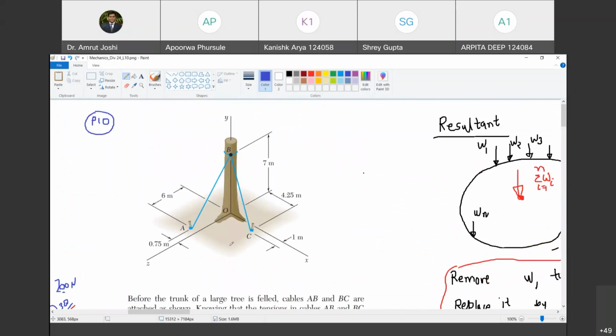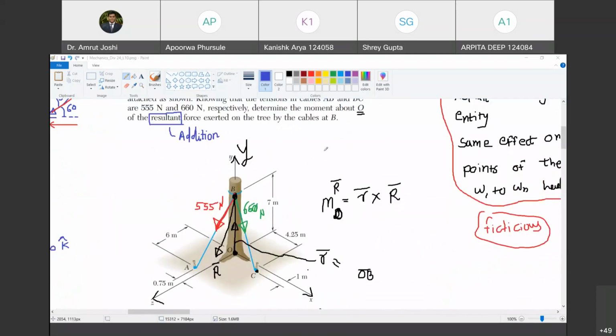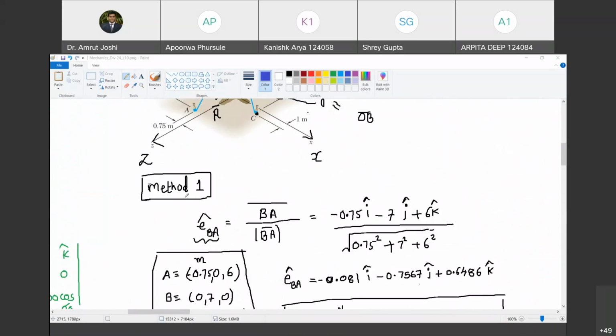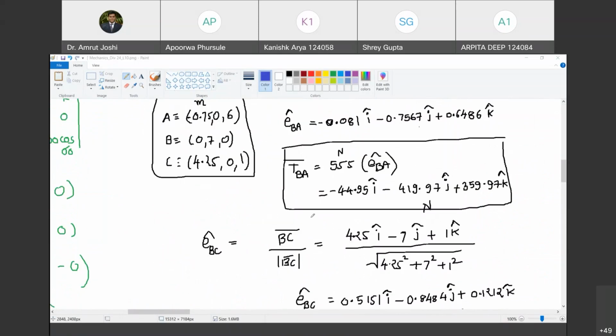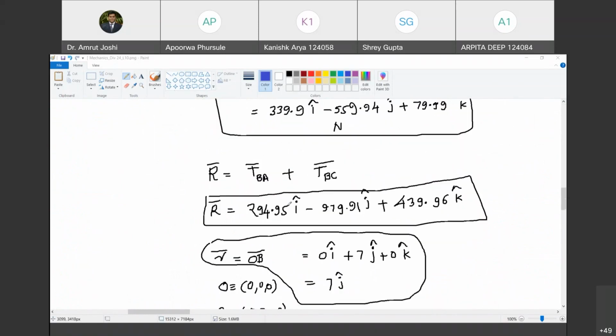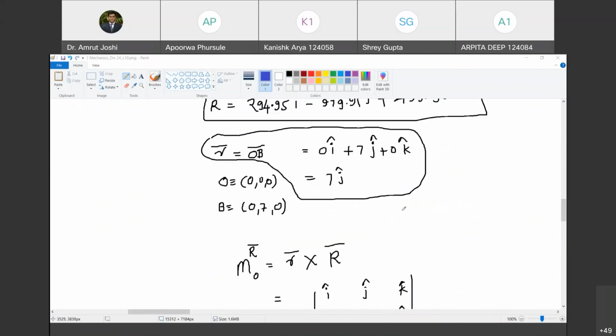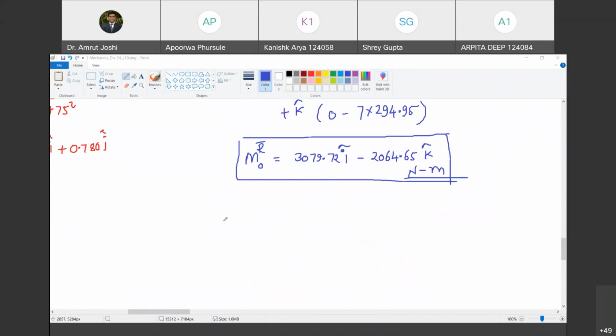Okay, so the problem solution has been completed here, but of course you have to do it by method 2. So how are you going to do it by method 2? You are going to take moment of TBA bar about O, and moment of TBC bar about O, and then you are going to add the moments. Are you with me? Yes, sir. That should give you the same result, which you can cross verify at your home. So method 2 is homework.